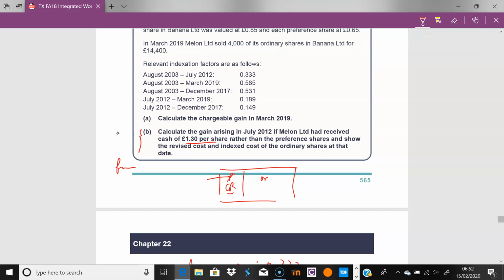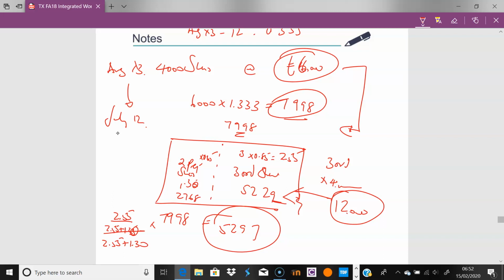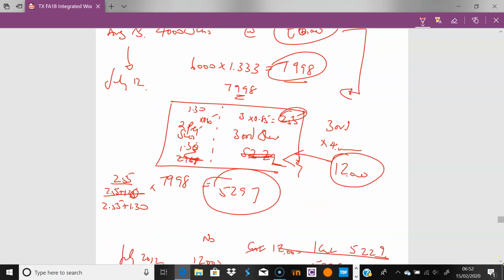We did this split, if you like, here, where I did it based on value. Now, of course, ignore these figures. This was wrong. So this was 5297 when we redid this. Remember, the ratio was £1.30 to £2.55. So instead of £2.55 this time, I'd have £1.30 at the top over the whole thing, which is really the difference between this and this, isn't it? Because £1.30 over £3.85 times 7,998 gives us, very quickly, let's just do that.